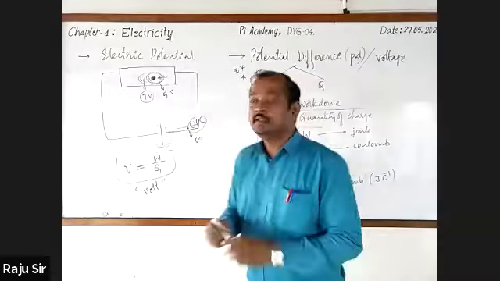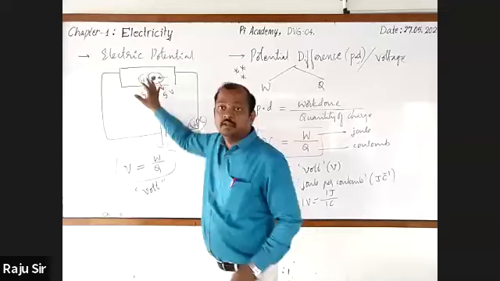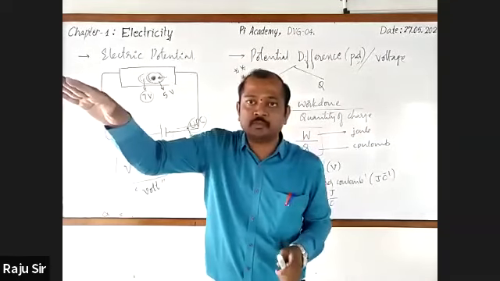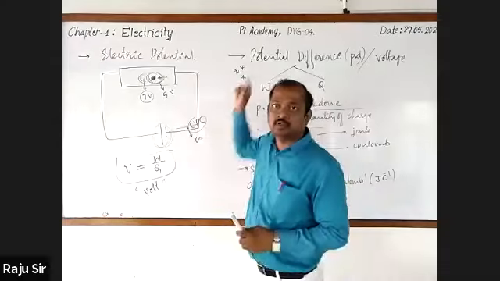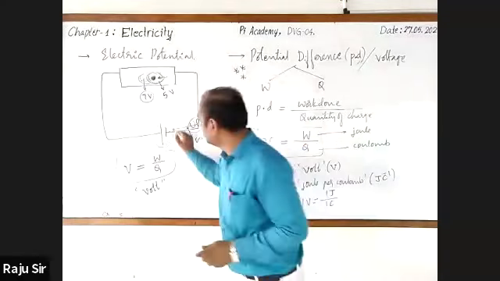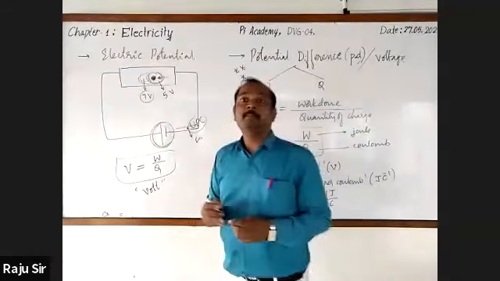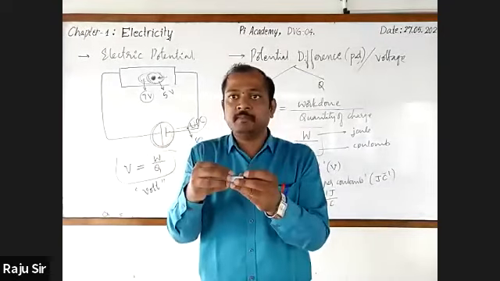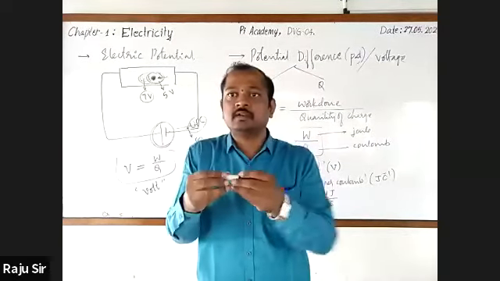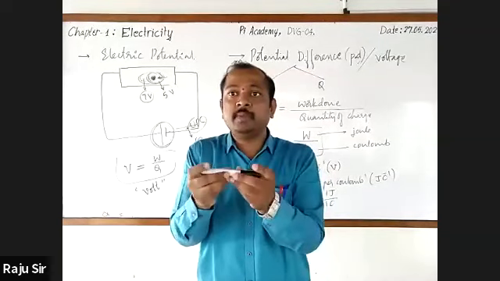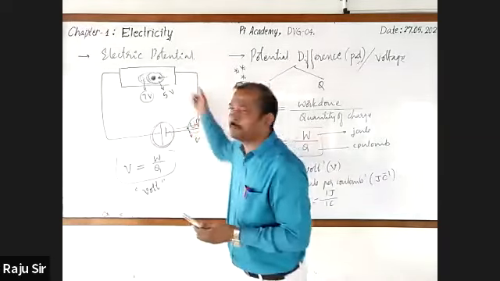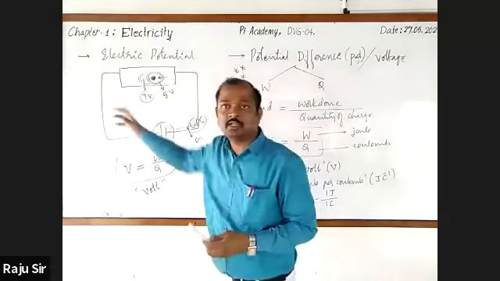Same way here also. If the charge particles have to move continuously, there must be a constant potential difference. To maintain that constant potential difference, we go for using a battery, an electric battery. In that battery, due to the chemical reaction that takes place, it will maintain the difference in the potential of charge particles.